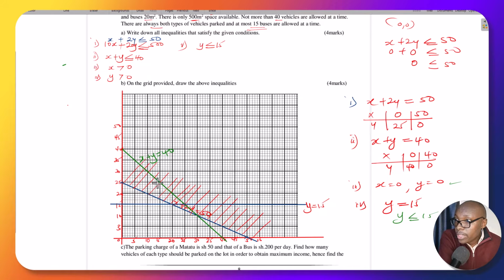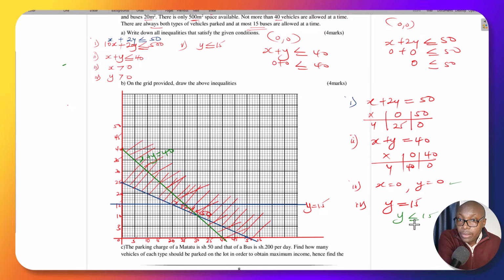Now, for the other line, I didn't shade. x plus y is less than or equal to 40. Let me test this. I can test using the same point, 0, 0. So when x is 0, y is 0. You can see this side also satisfies. So it means the other side I'm supposed to shade. The unwanted side is still the upper side of that line. So even for that line, I'm supposed to shade that side.